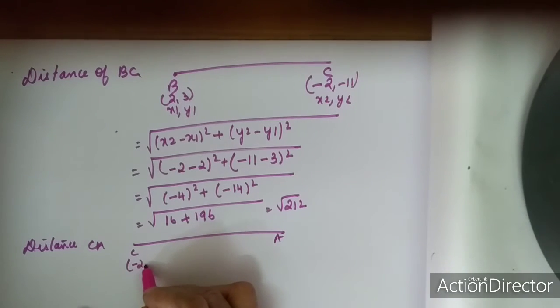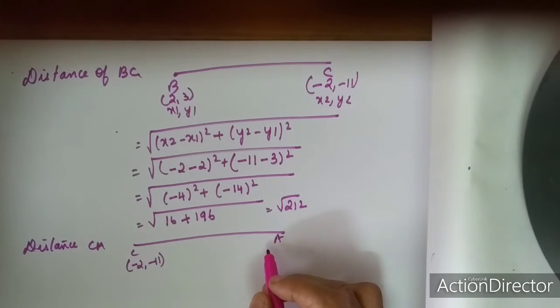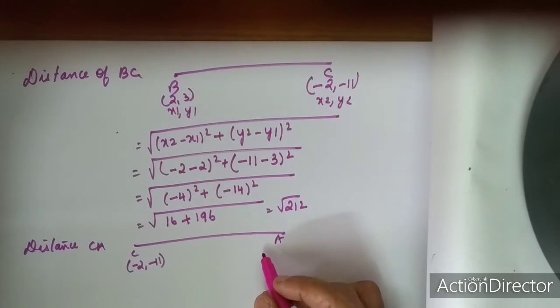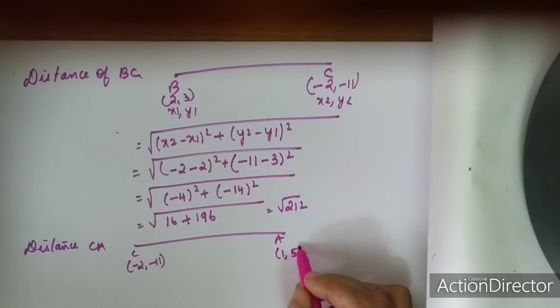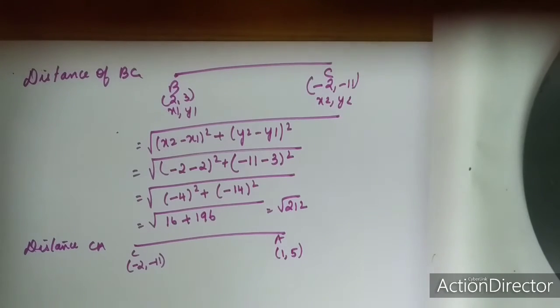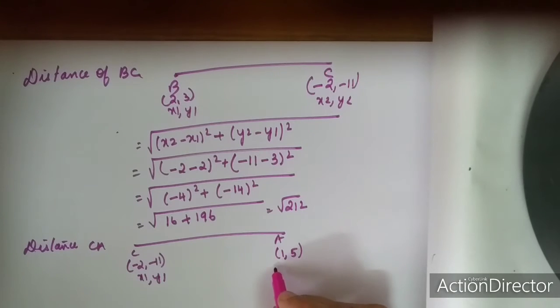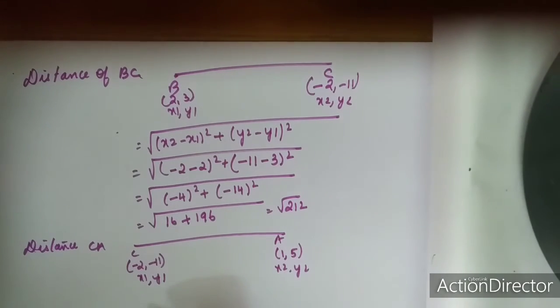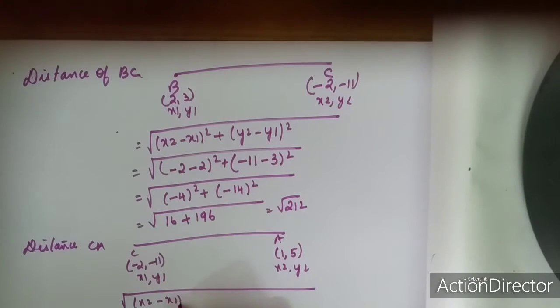C is (-2, -11) and A is (1, 5). What is the value of A? A is (1, 5). So let us find the answer now. This is (x1, y1) and this is (x2, y2). So the distance is the square root of (x2 minus x1) whole square plus (y2 minus y1) whole square. Replace the values: x2 is 1 plus 2 whole square plus y2 is 5 plus 11 whole square.